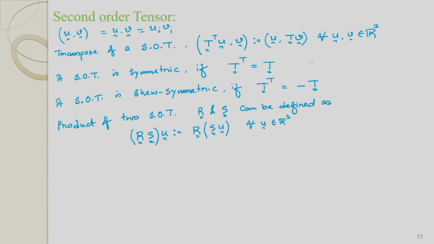Now, in indicial notation, if a tensor is symmetric, then Tij is Tji. If it is skew symmetric, then Tij and Tji have opposite signs, and the product of two second order tensors in indicial notation can be Rik Skj.